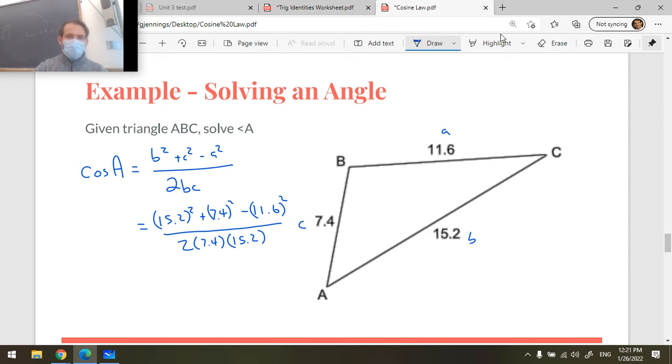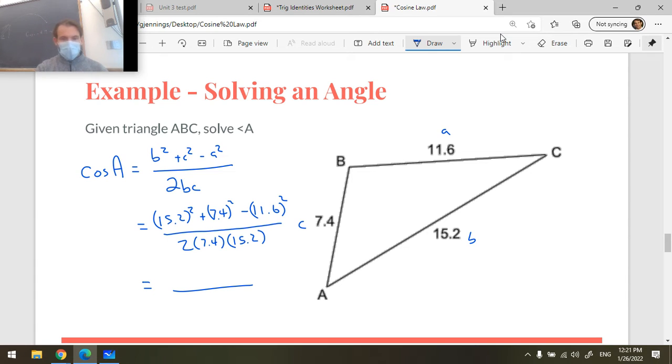Now I'm in the habit of punching this all on my calculator and getting the value. That's what I would encourage you to do if you're very good at using your calculator correctly. But another thing you can do if you do tend to make errors with your calculator is just calculate the top and write it down, and then calculate the bottom and write it down. So that's what I'm going to do here.